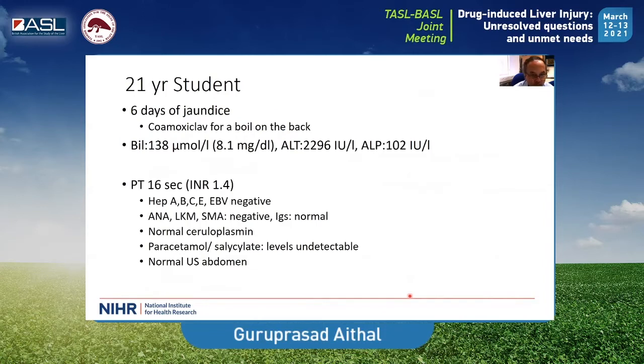The third one is a 21-year-old student who presented with 6 days of jaundice. She was exposed to co-amoxiclav for a boil on her back a short while ago. Hepatocellular pattern of liver injury, a series of blood tests negative, paracetamol overdose excluded, normal imaging. She was starting to get coagulopathy already. About day 10, she started developing encephalopathy. She had to have a liver transplantation.